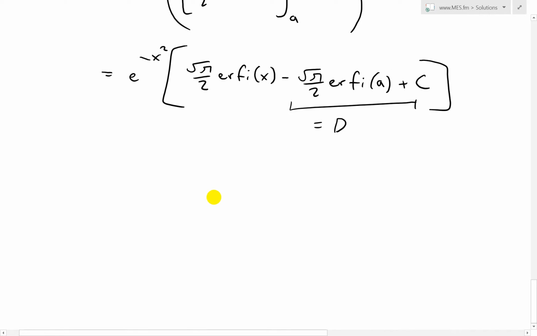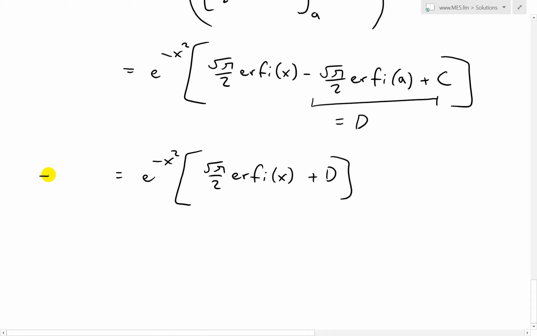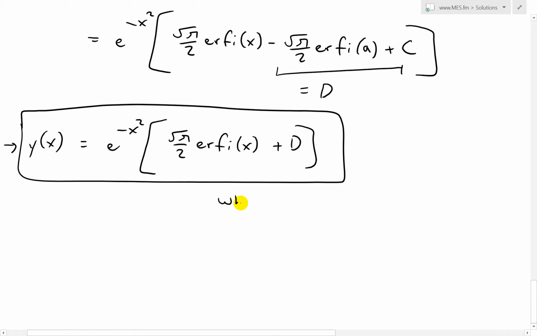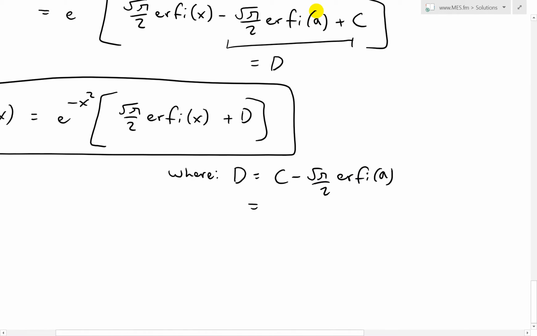So basically we can combine this all and write it as e to the -x squared, times square root pi over 2 erfi of x, plus d. And this is what we have for y of x. This just proves that it doesn't matter what value you pick for the lower end. Again, d is equal to c minus square root pi over 2 erfi of a. And this is still a constant, a subtraction of two constants. This is just a function with a value in there. Regardless of what that function is, if you have one value, it's going to be one constant value.